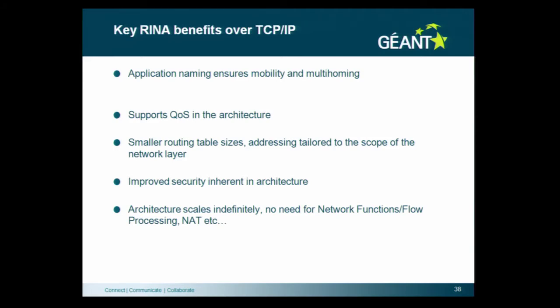You have improved security inherent in the architecture, because if you don't know what's in the layer on top, if you don't even know what its address space is, it's very difficult for you to figure out what the contents of the packets is. So if you are sniffing or snooping in one certain layer, you don't know what the contents is of 4 layers above. And the architecture, at least in theory, scales indefinitely, and you don't need additional functions like NAT boxes, or middleboxes are less needed. I'm not sure about firewalls, that one we could argue about.